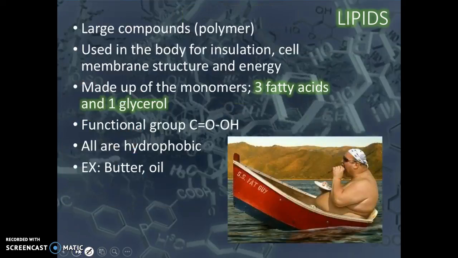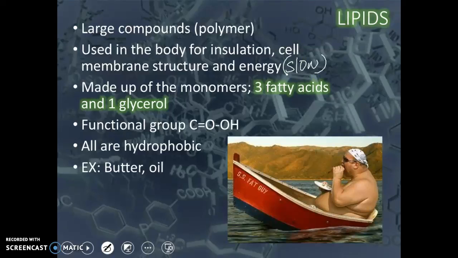Our last organic compound is lipids. And again, they're a large polymer. These are used in the body primarily for insulation, and that's what our cell membranes are made up of. They're also used for energy, but this is usually slow energy. This is how we store our energy in animals. Plants store their energy as carbohydrates, and animals store their energy as fat.